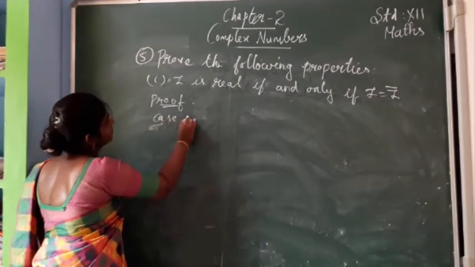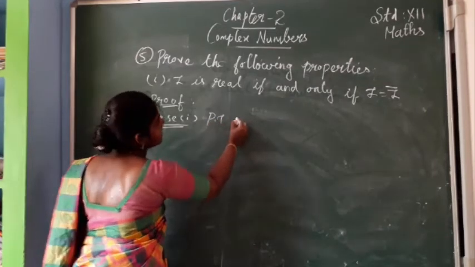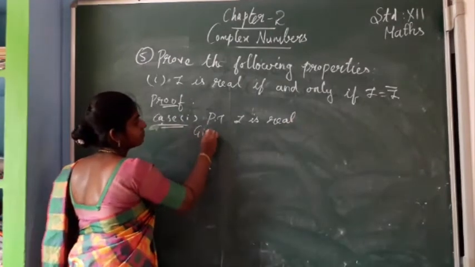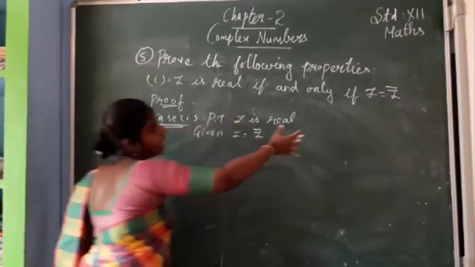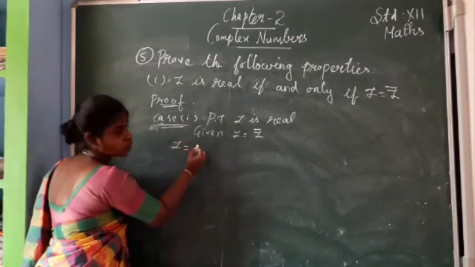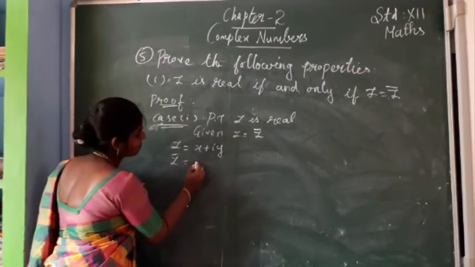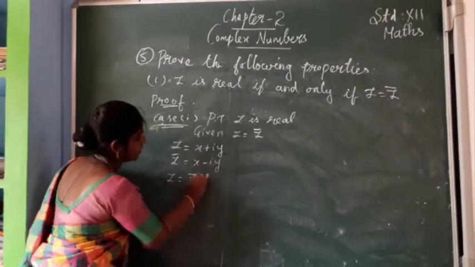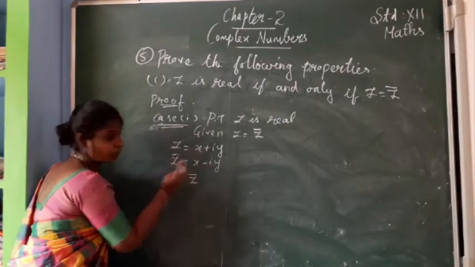Case 1. We can prove that z is real, given z is equal to z bar. So z is real and given value z is equal to z bar. We know z equal to x plus iy and z bar equal to x minus iy. So z equal to z bar is given in the question, so we can equate both the values.